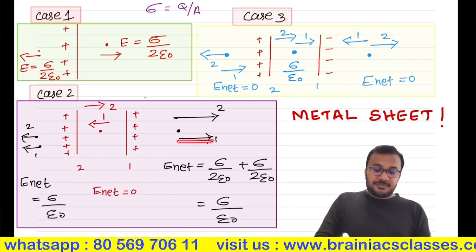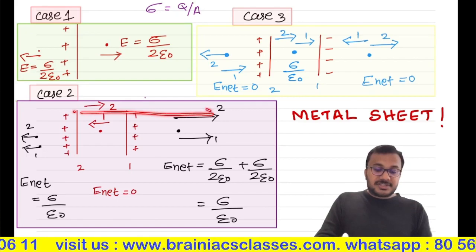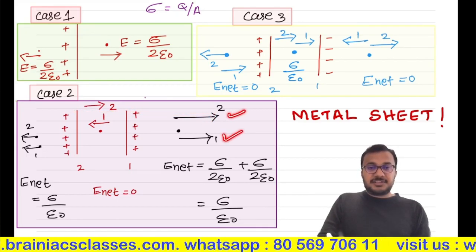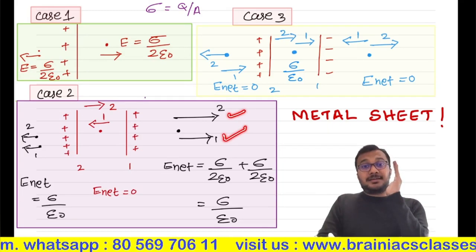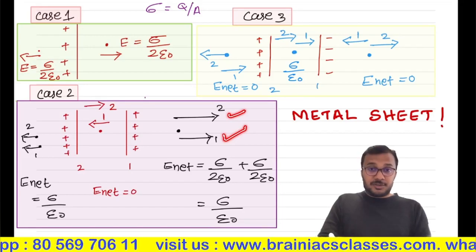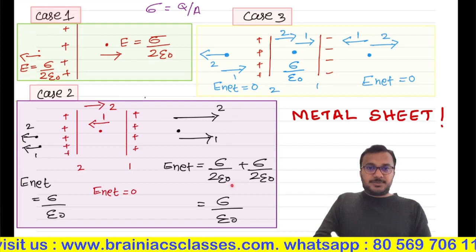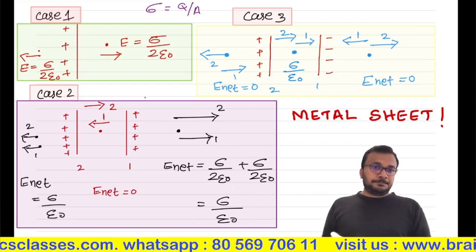In the next, look into the right hand side. From sheet 1, the electric field is going away from the sheet. From sheet number 2, electric fields are going away. So you have two electric fields going in the same direction, two vectors in the same direction. What will you do? You will add them up. E net is the vector sum, sigma by 2 epsilon 0 plus sigma by 2 epsilon 0. The answer is sigma by epsilon 0.